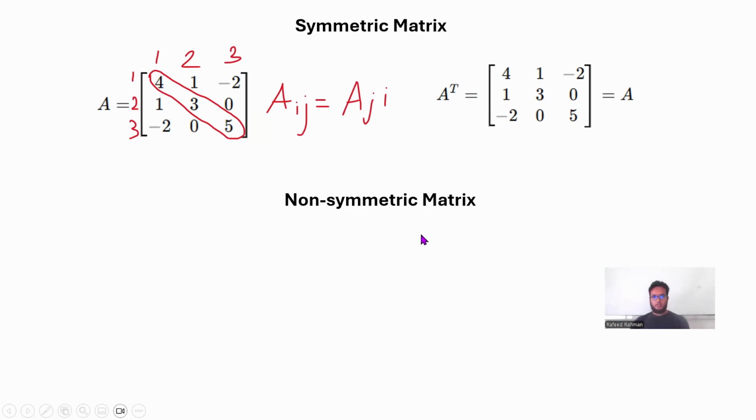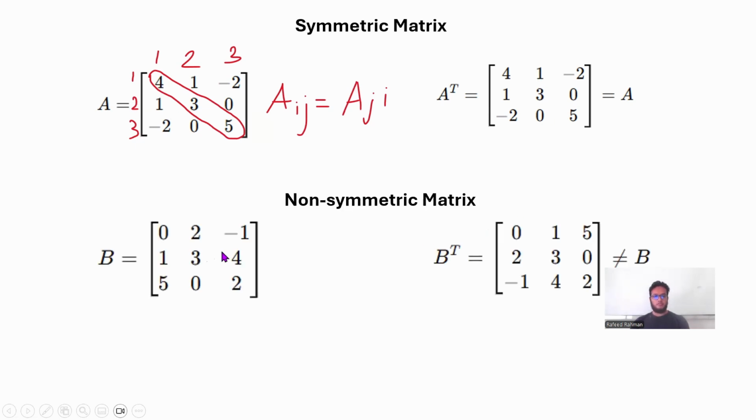But most matrices are not symmetric. For example, this is an example of a non-symmetric matrix. So this row right here became this column. This row right here became the second column, and so on and so forth. And it is not equal to B.